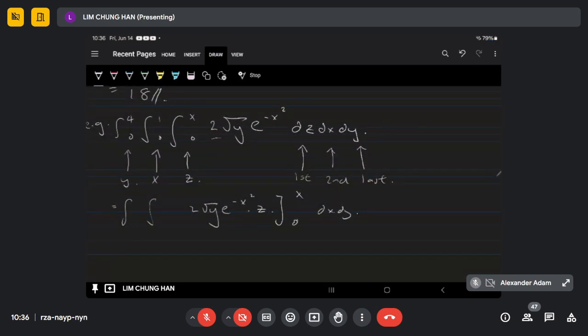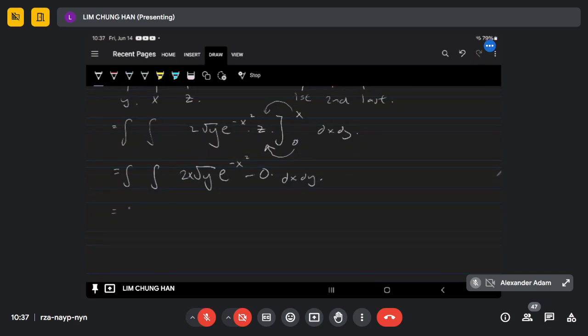Yes. Then you have to substitute your x into z and your 0 into z. So you end up with 2 square root y, e to the power negative x squared, times z, which is x. I put an x in front, times x. And then the 0 becomes minus 0.